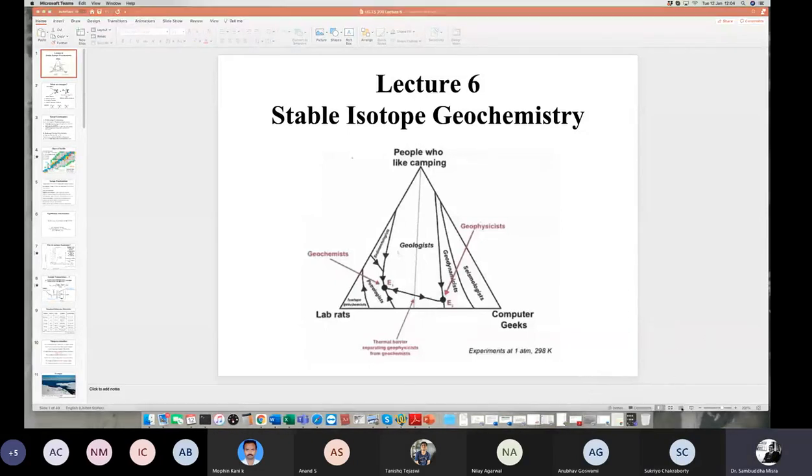Is my screen visible? Yes. Okay. Let me know if there is a lag, so I will slow down.